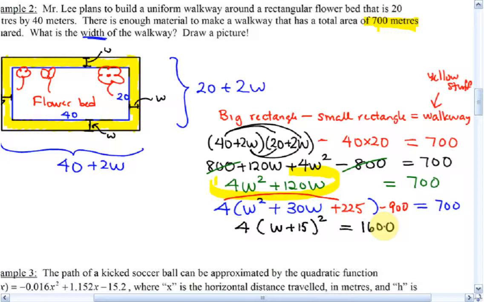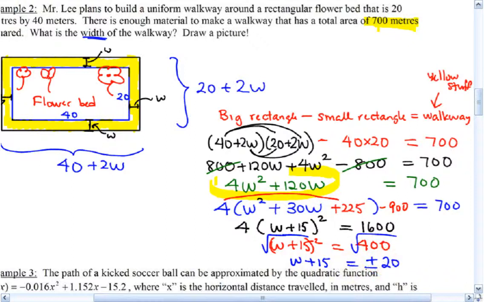Any questions so far? Okay, what's next? Square root. No, not square root yet. Divide by 4 first, thank you. Which is 400. Square root now. What's the square root of 400? Plus or minus 20. Sorry, I forgot this. Plus or minus 20. Bravo.